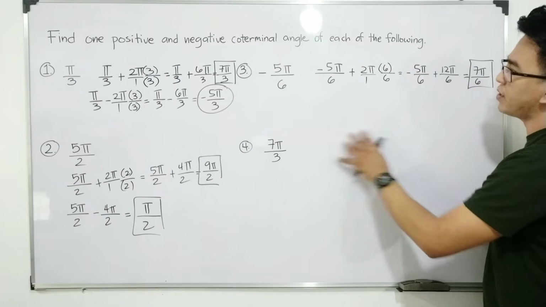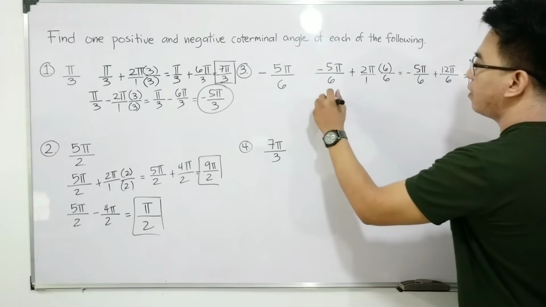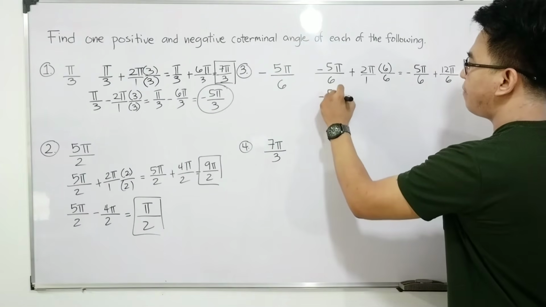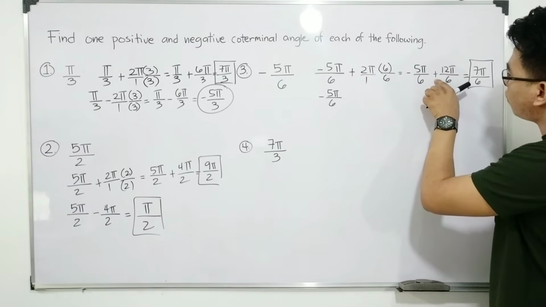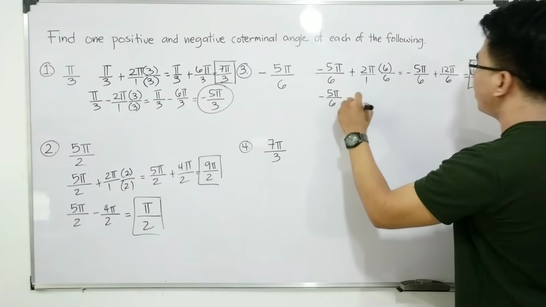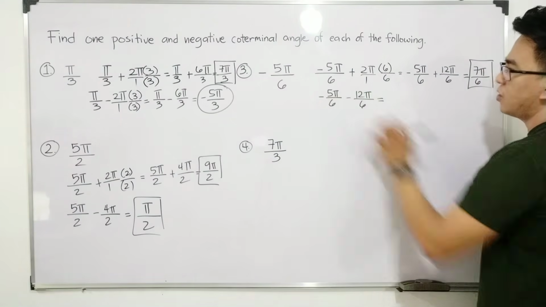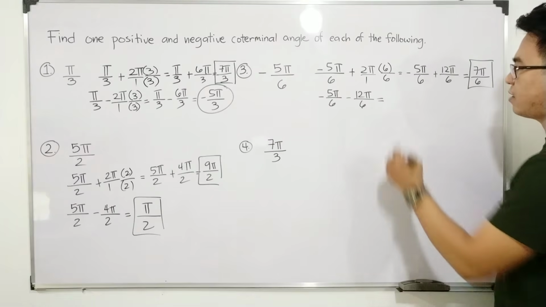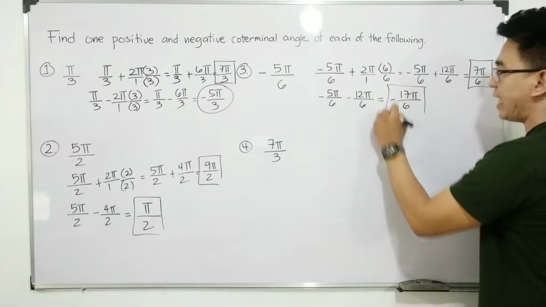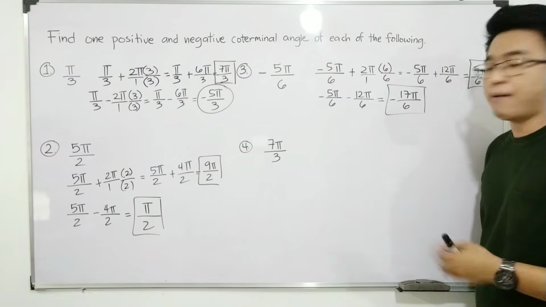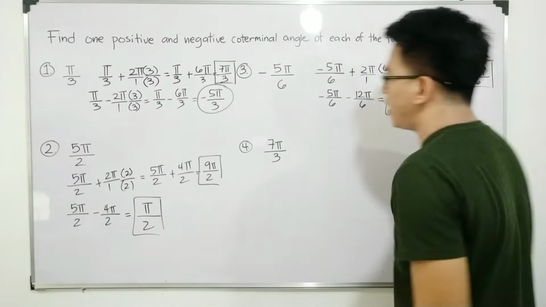And to shorten our process, gagawin natin katulad ng ginawa natin sa number 2, we have negative 5 pi over 6. And nag-add tayo ng 12 pi over 6. Mag-subtract tayo ngayon ng 12 pi over 6. And subtracting these two measurements, this will give us negative 17 pi over 6. And this is the second coterminal angle of negative 5 pi over 6. Tama?